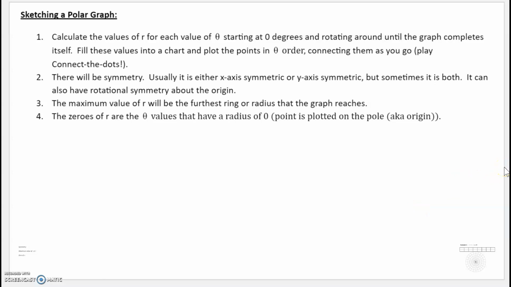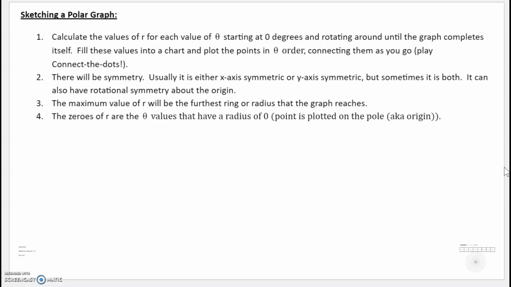Okay, so I wanted to take some time just to go through some plotting of points with you. The polar points that we plotted on Monday were pretty easy, but once you start putting them into an equation form, it gets a little bit more challenging.